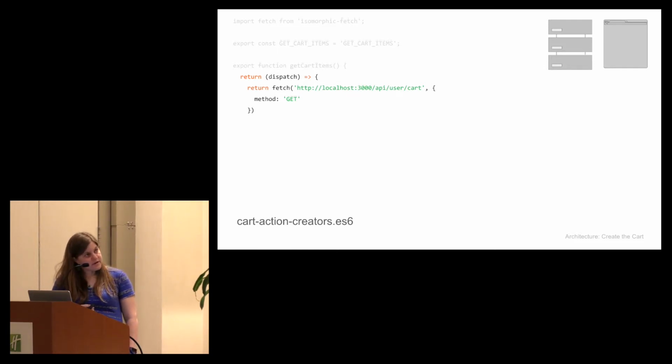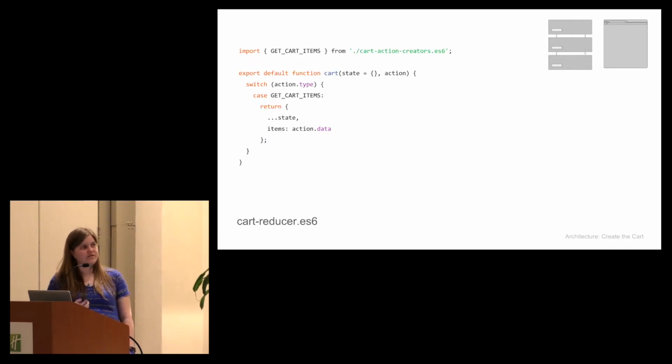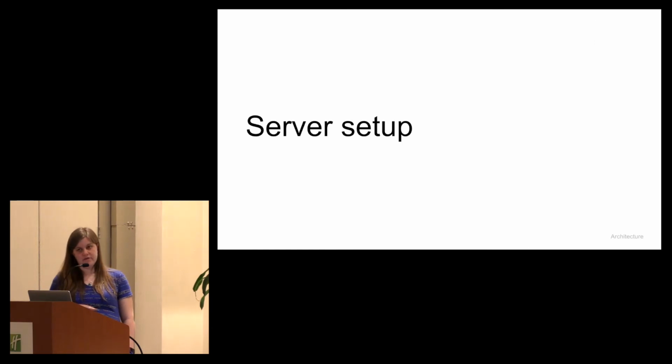Once it gets that, it's going to get the data out of the response and then dispatch this action. This action has a type, get cart items, and it has the actual items. That action is then sent to the reducer. The reducer takes in this action and the current state or the store, and it returns a new copy of that state based on what it's supposed to do with that action. In this case, we want to update the items in the cart store.